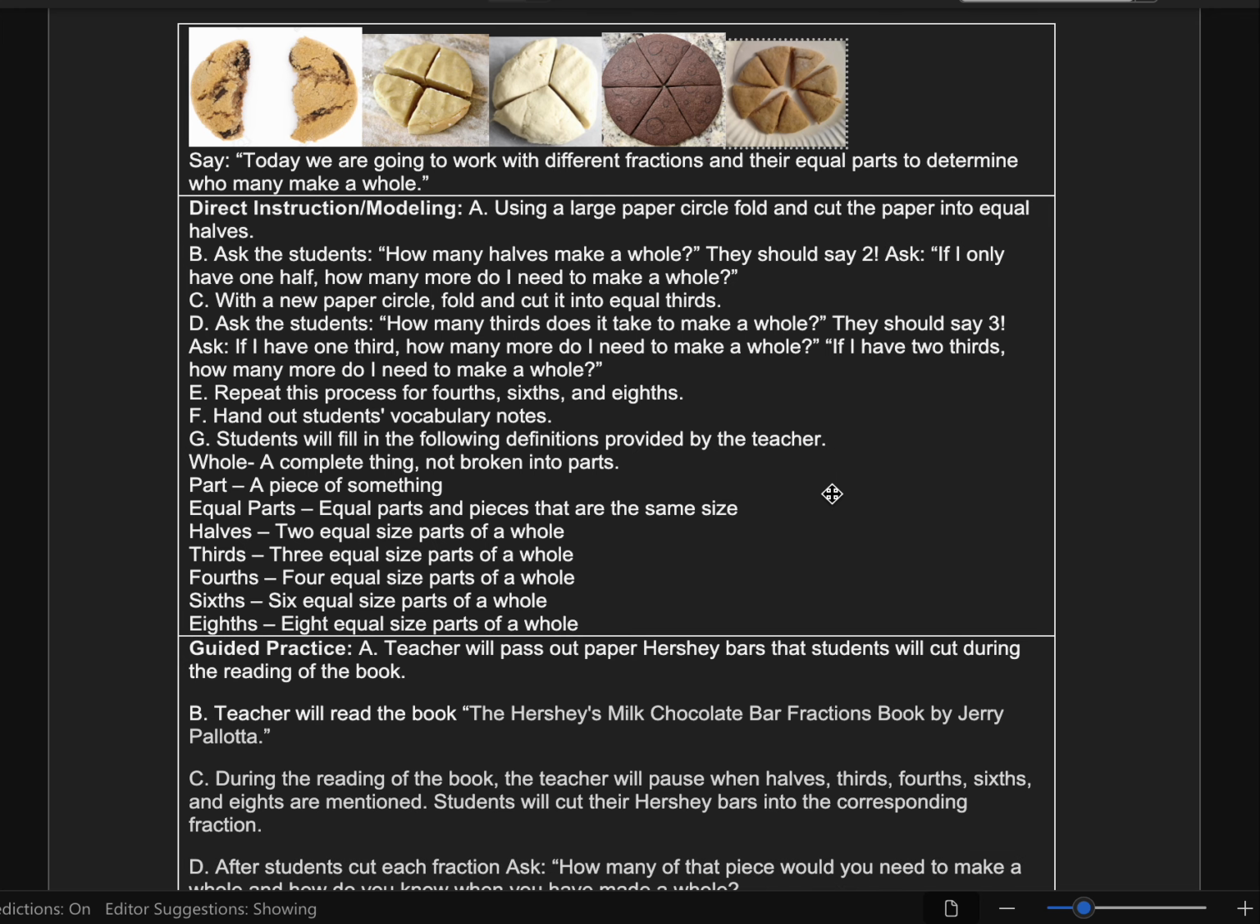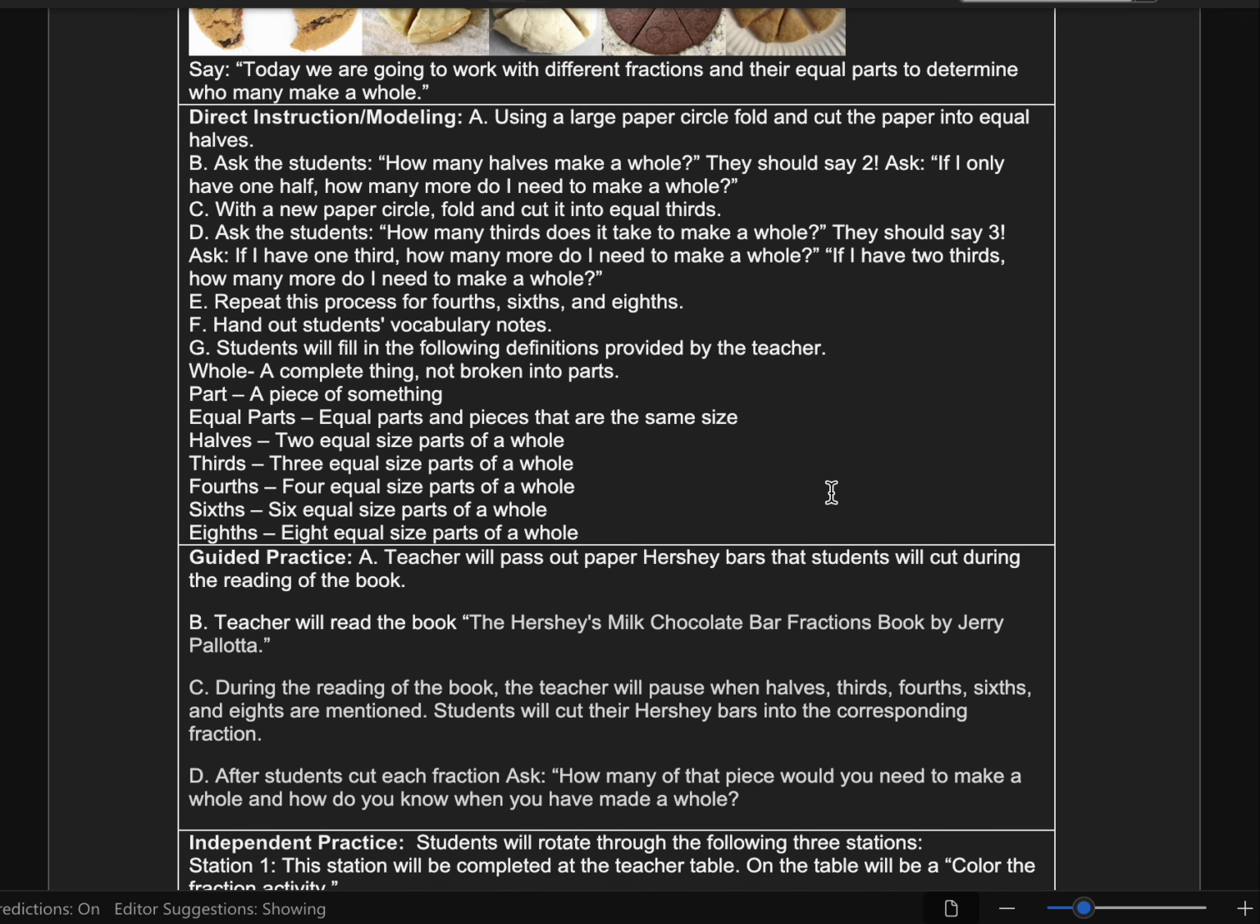For direct instruction, the teacher will use a large paper circle and just fold and cut it into the equal parts and ask the students for each fraction how many parts of it make a whole. So if it's halves, it would be 2. And then if you only had 1/2, how many more do you need to make a whole? And you just repeat that for all the different fractions in the SOL.